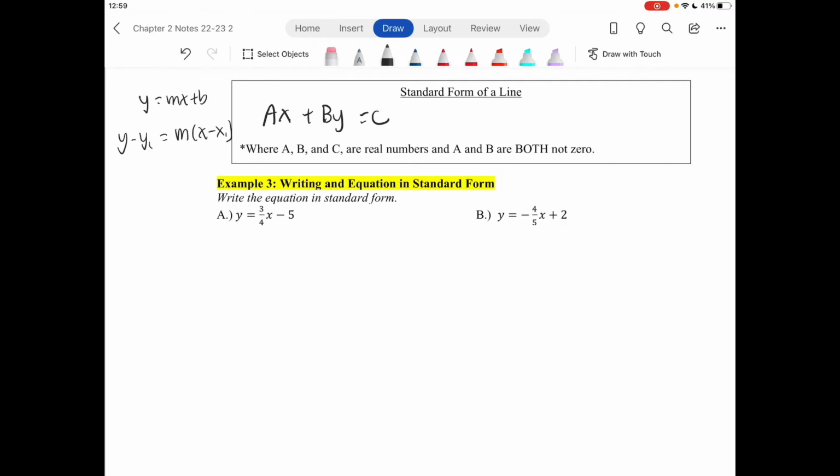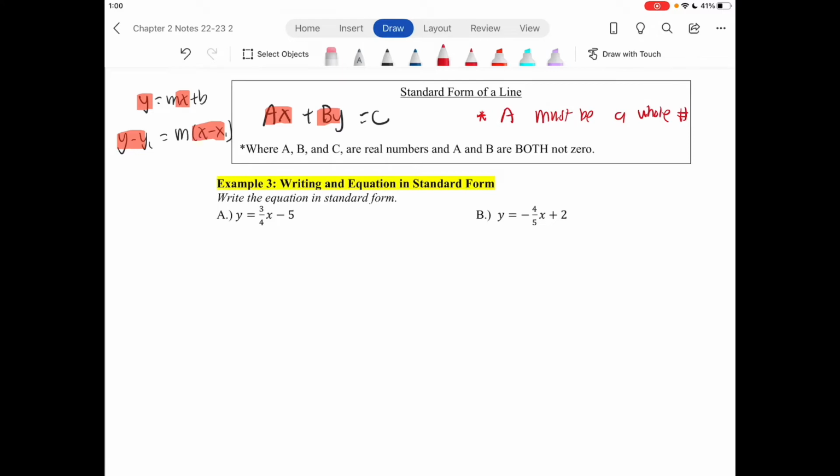In both slope-intercept and point-slope form, the x and the y are on opposite sides of the equal sign. But now the x and the y are on the same side of the equal sign when they're in standard form. Now there is one other requirement with standard form. It says that a must be a whole number. So it can't be a fraction and it cannot be a decimal.